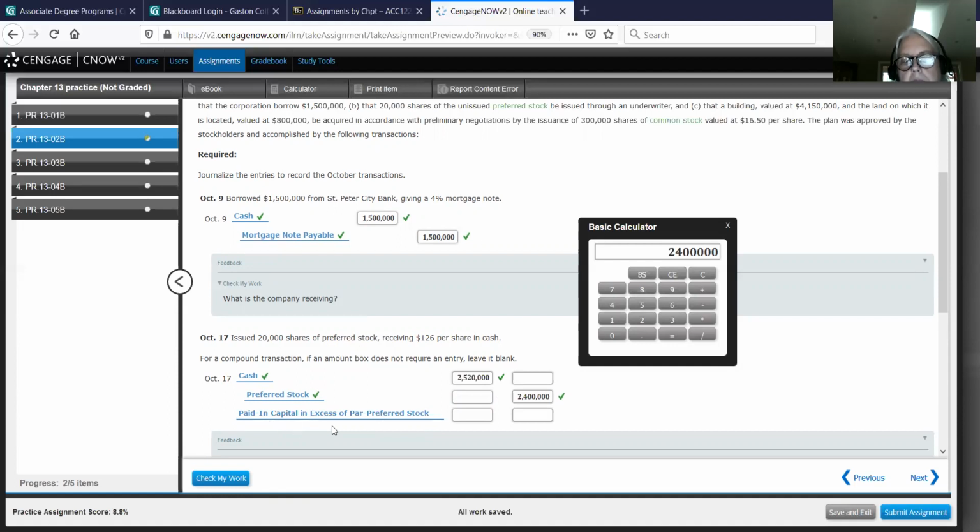Remember that paid-in capital in excess of par value on preferred stock is what we call an adjunct account, which means it's going to be adding to the preferred stock on the balance sheet. The amount of the paid-in capital is the difference between what you received in cash and your total par value. The difference between these is $120,000.